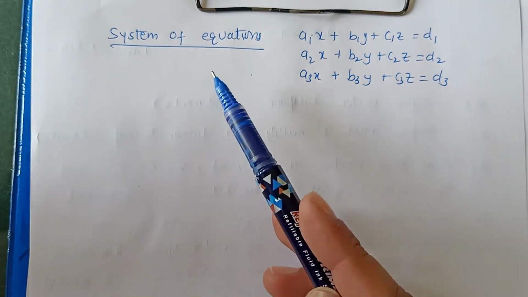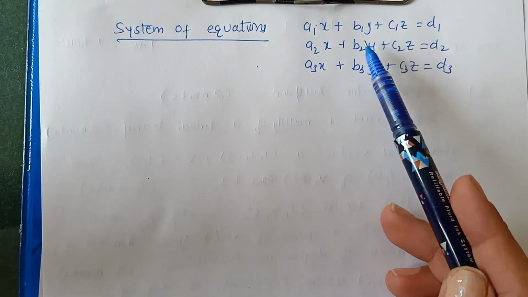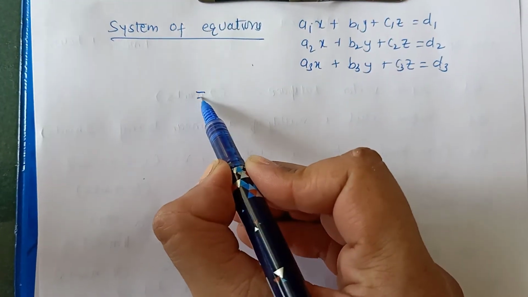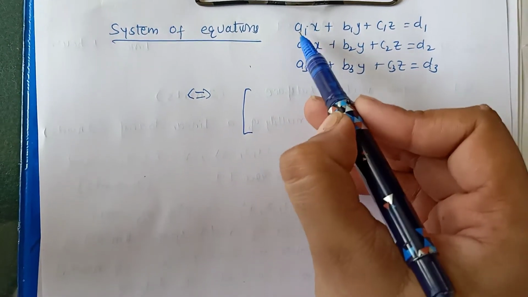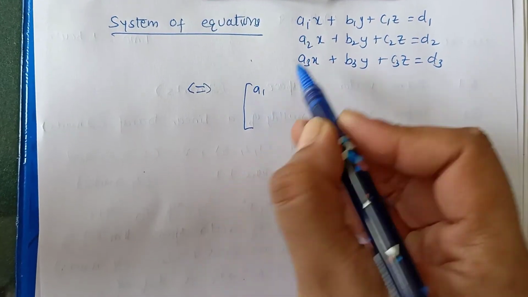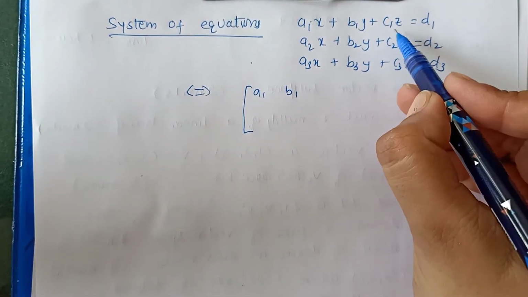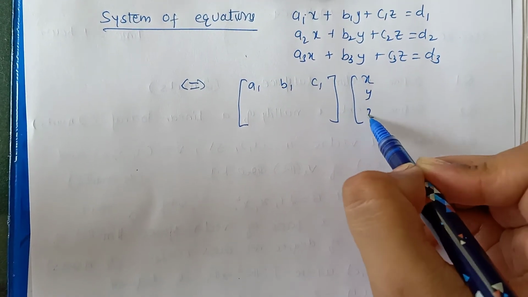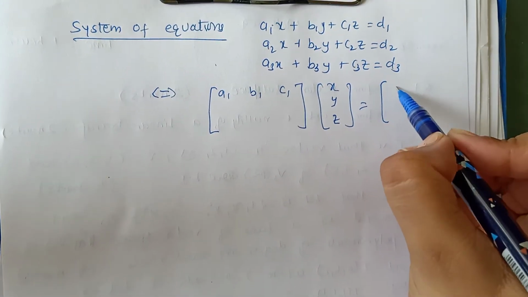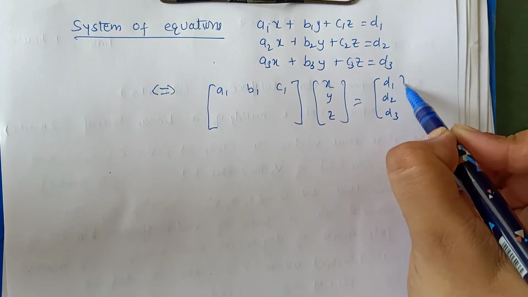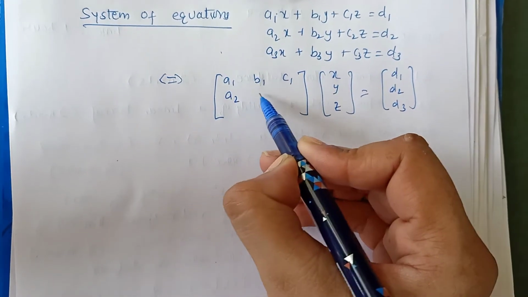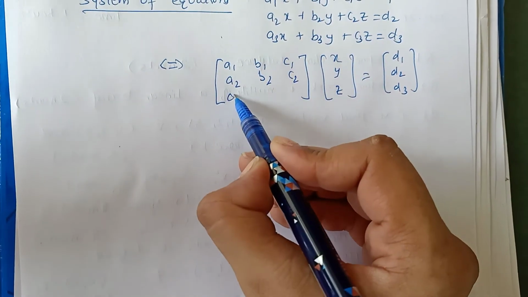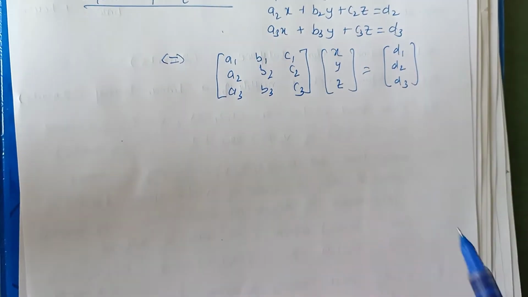Next topic is system of equations. Suppose we have these three equations in three unknowns, then we can always write this system in the form of matrix by writing the coefficient matrix. I am writing A1, then B1, coefficient of Y, and then C1, which is coefficient of Z, and then X, Y, Z here, and the right hand side D1, D2, D3 here. Next equation A2, coefficient of X, B2 and C2, and third equation A3, B3 and C3.